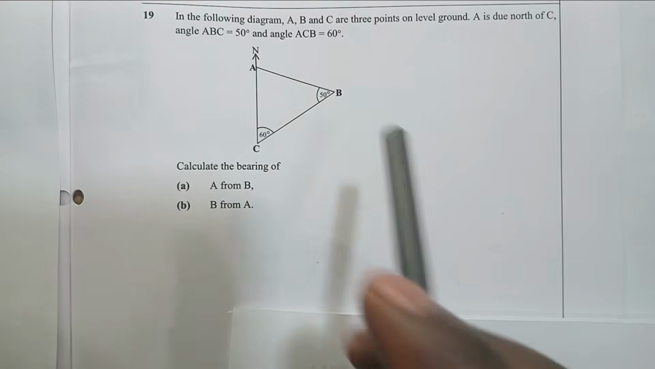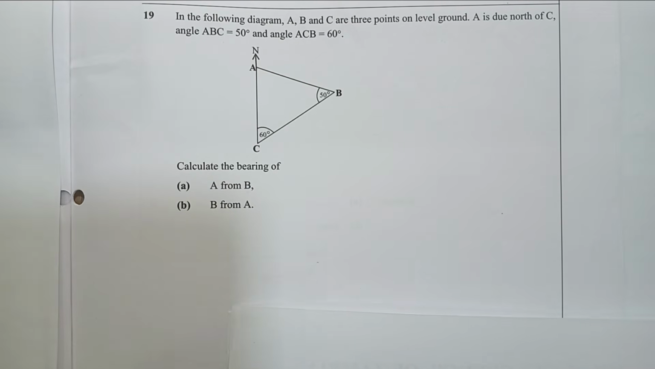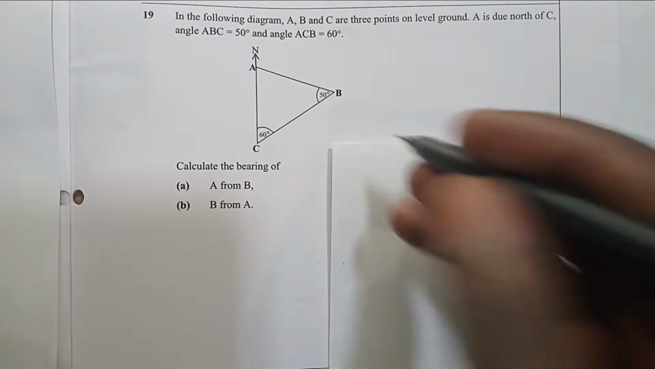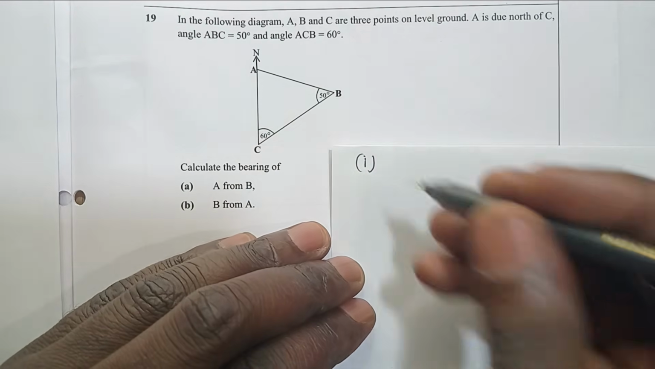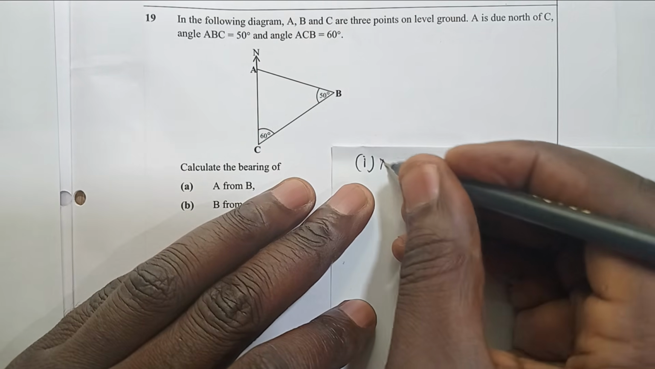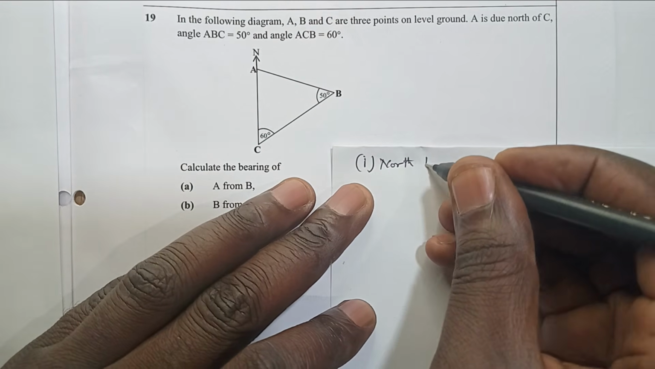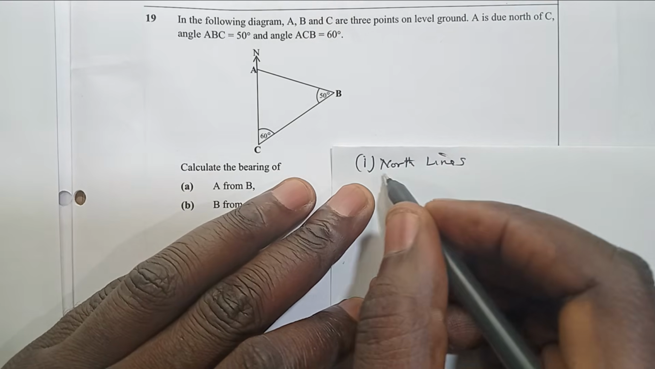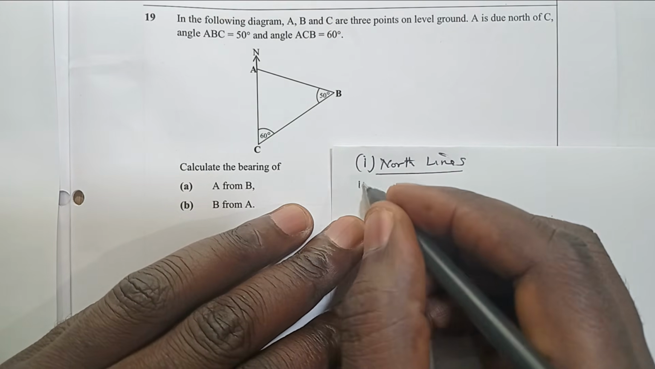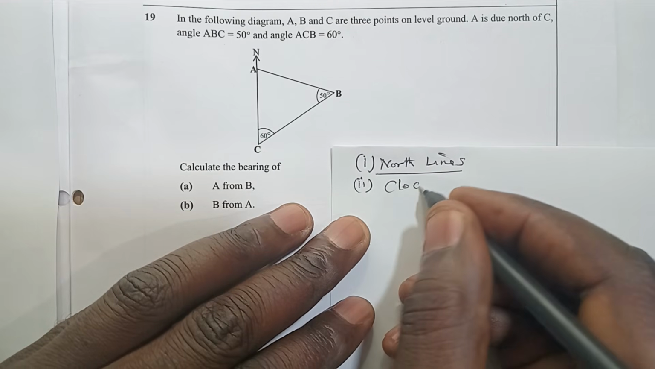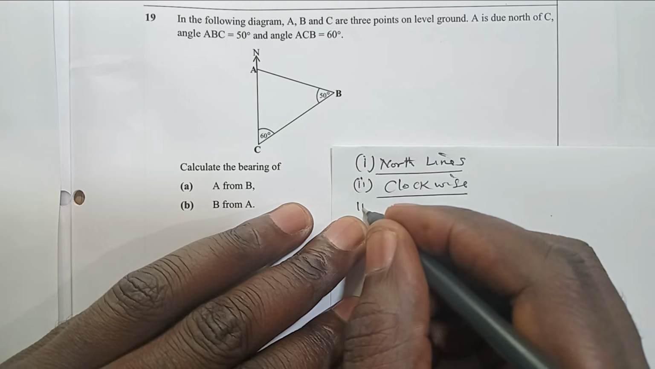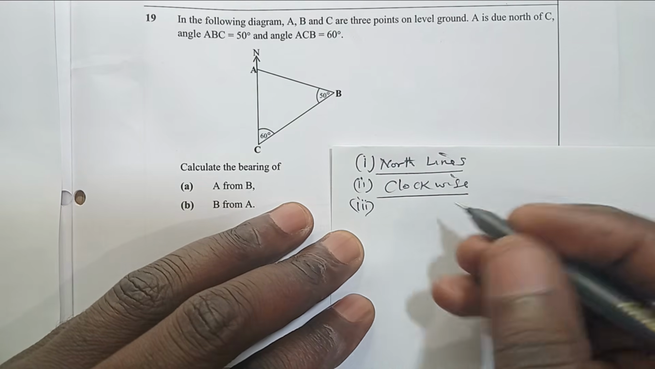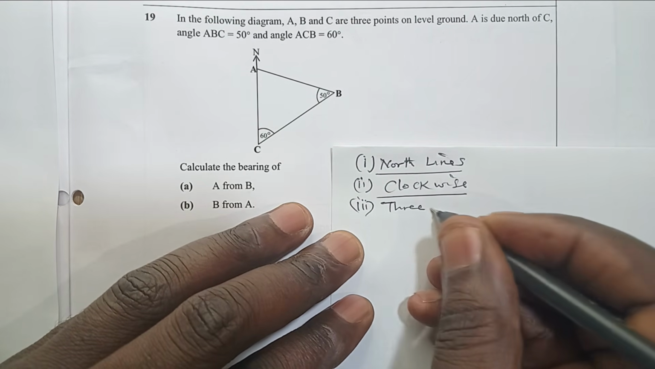Okay, so under the concepts of bearing, it is always important to understand the following. Number one, you always measure bearings from the north line. Then number two, you always measure bearings going the clockwise direction. Then number three, you need to express these bearings in 3 figures.